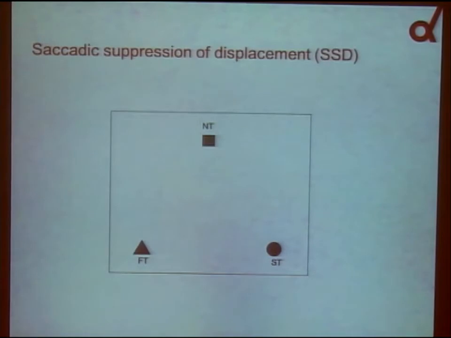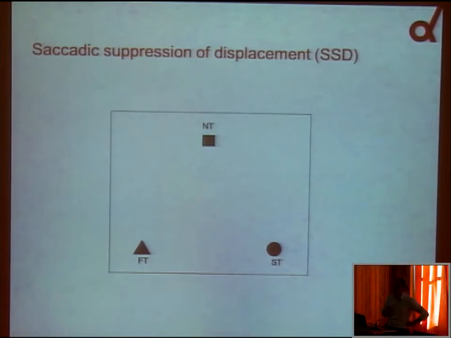In order to address that question, we use a paradigm that comes from cognitive psychology, called saccadic suppression of displacement. What does that mean? It means that if you make an eye movement, a saccade, you're not so sensitive to detecting changes in the visual world. You can study this in the saccadic suppression of displacement paradigm, which goes as follows.